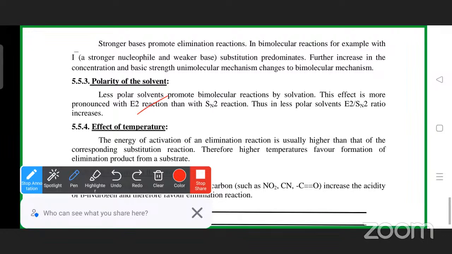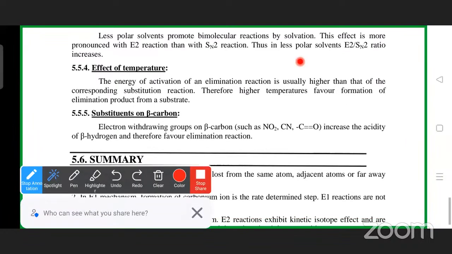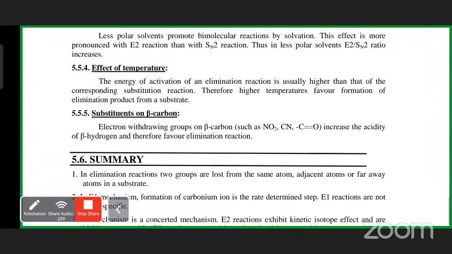And the effect of the temperature, the next factor. Generally, higher temperatures favor the elimination reactions, and lower temperatures promote the substitution reaction. So higher temperature promotes elimination, and lower temperature promotes substitution.